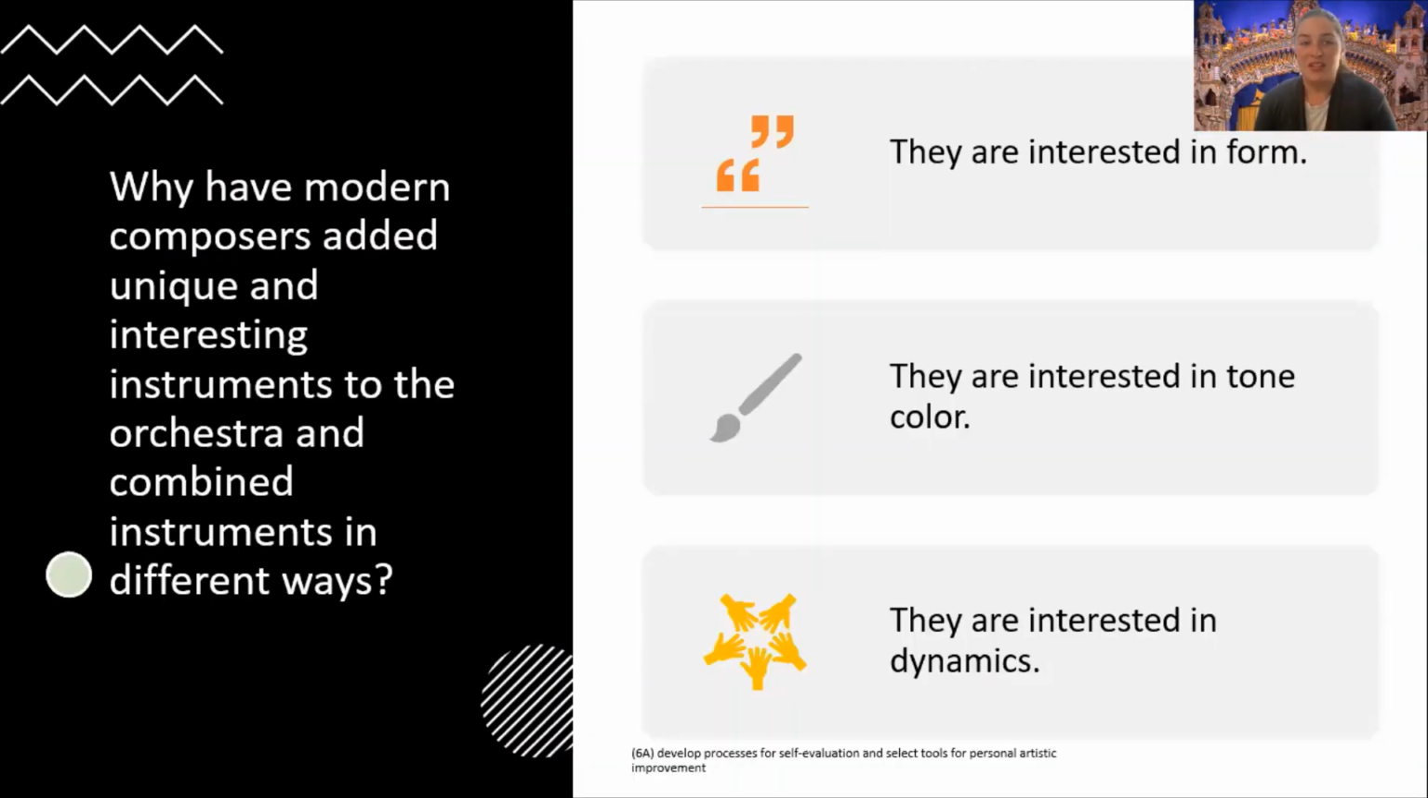So here's your question. Why have modern composers added unique and interesting instruments to the orchestra and combined instruments in different ways? Why did they do that? Is it because of the form, so the way the music is formatted, the pattern of the music? Are they interested in the tone color, so how it sounds? Or are they interested in the dynamics, how loud or soft?